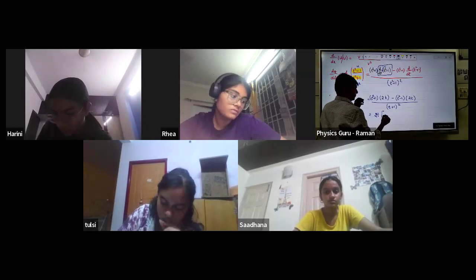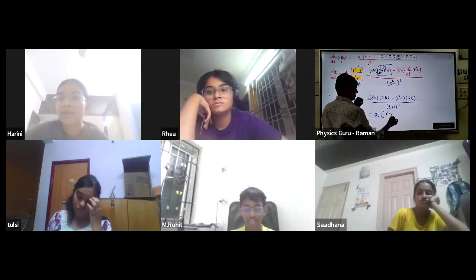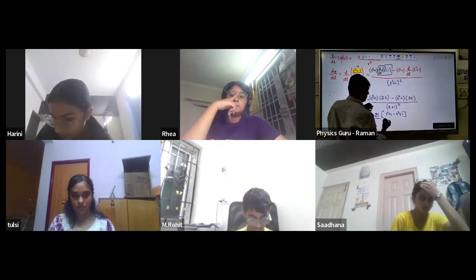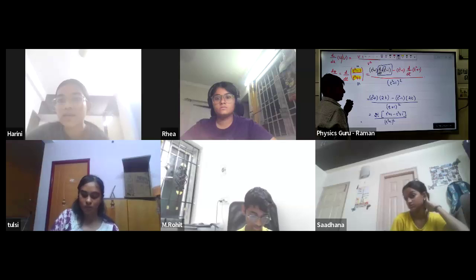Tell me now. (t squared plus 1) minus (t squared minus 1), and then t squared plus 1, whole power 2. Correct? Yes, sir.